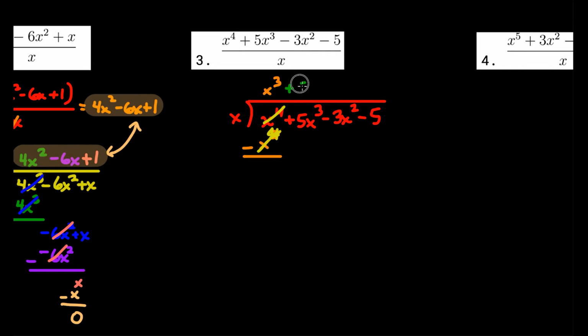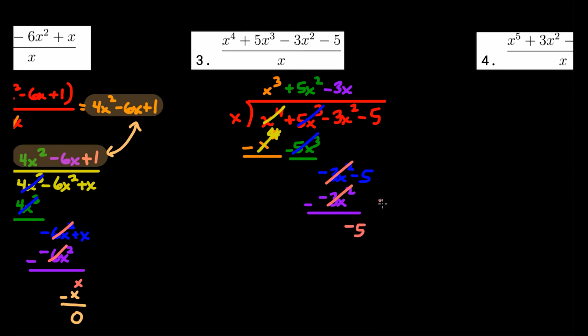So we're going to multiply this by 5x squared. So 5x squared times x is going to be that 5x to the third here. That's also going to cancel. Cancel, cancel. And then you're left with this negative 3x squared minus 5 here. So we're going to put a negative 3x up here. Negative 3x times x is negative 3x squared. We're going to subtract this off here. Cancel, cancel. And then you're left with negative 5.